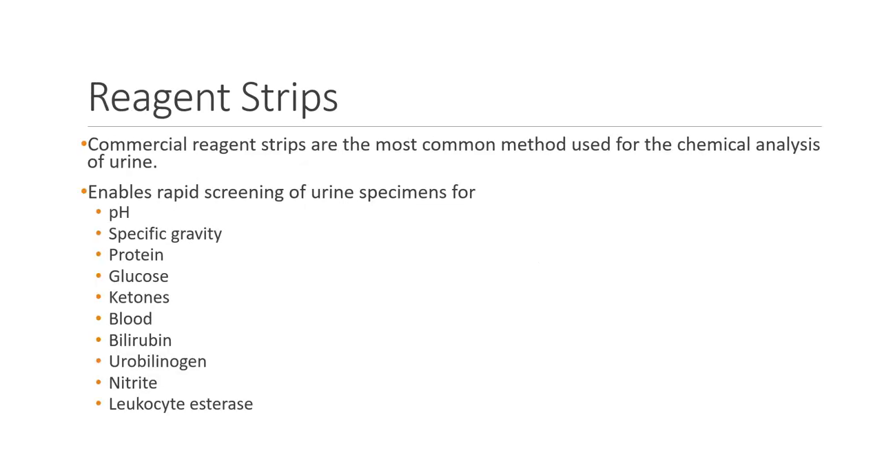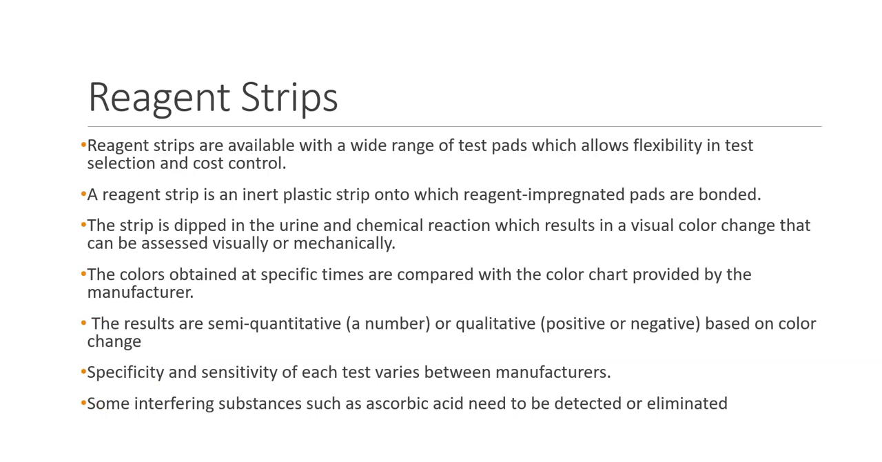Commercial reagent strips are the most common method used for the chemical analysis of urine. This enables rapid screening of urine specimens for all the tests listed below. And keep in mind, some strips will have a fewer number of tests and some will have more. It just depends on the manufacturer and the laboratory that's using them. Reagent strips are available with a wide range of test pads, which allows flexibility in test selection and cost control. So the more tests you have on the strip, the more expensive it will be.